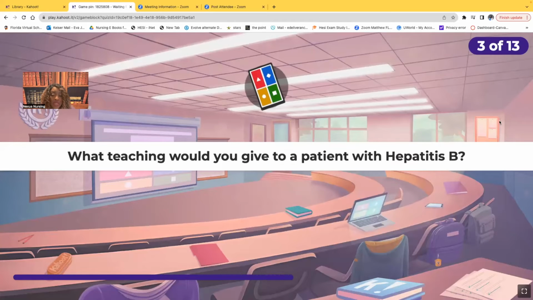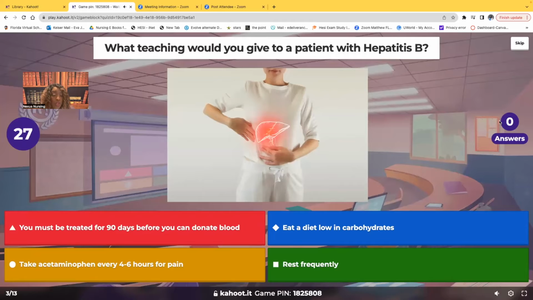What teaching would you give to a patient with hepatitis B? Would you tell them you must be treated for 90 days before you can donate blood, or eat a diet low in carbs, or take acetaminophen every 4 to 6 hours for pain, or would you tell them to rest frequently? Which teaching would you give to a patient with hepatitis B?